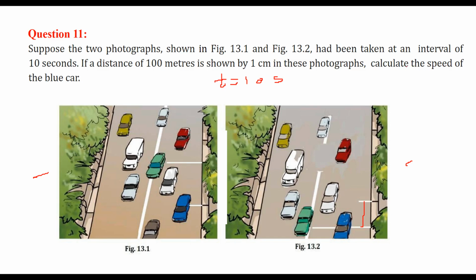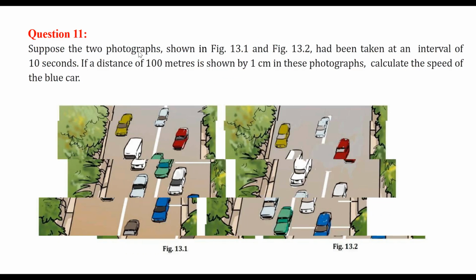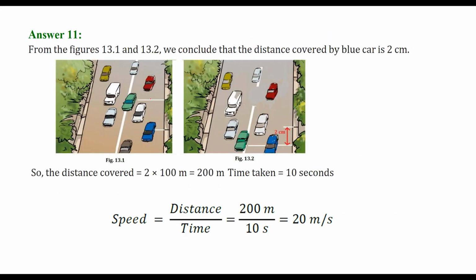Calculate the speed. Speed is equal to distance by time. The distance covered, as I suggested, is 2 into 100, 200 meters. The time taken is already given, 10 seconds. Speed is distance by time, so 200 by 10, that is 20 meters per second.